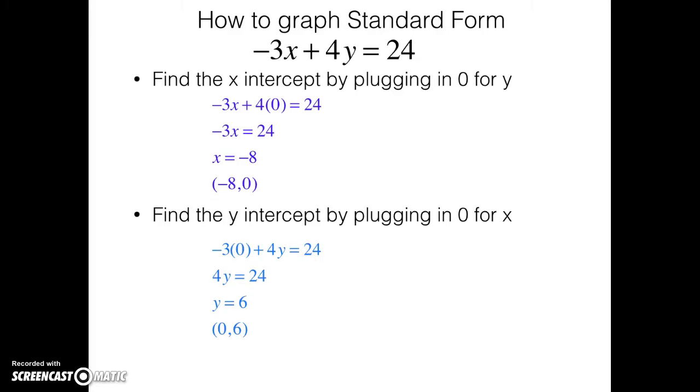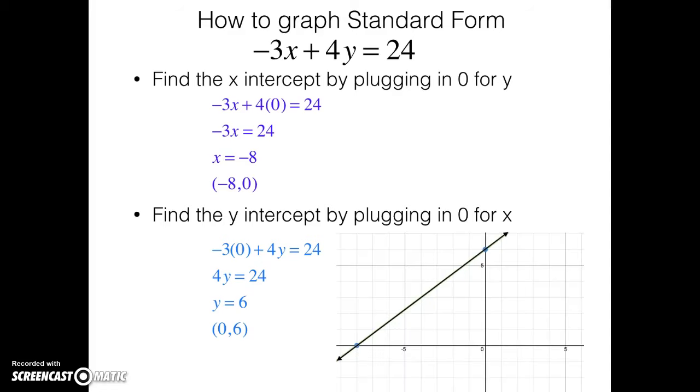We're going to find the y-intercept in a similar fashion, but by plugging in 0 for x. Negative 3 times 0 plus 4y equals 24. When we solve for y, we get y equals 6. The coordinate point that's going to go on our graph is 0, 6. So to graph, we plot our two intercepts and then connect it with a straight line with arrows on the end.